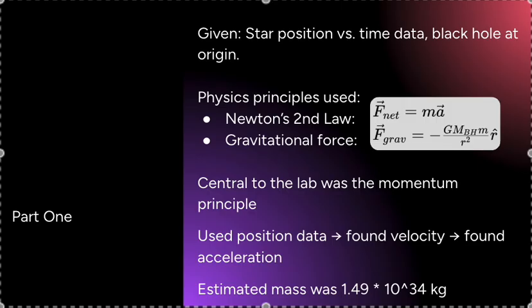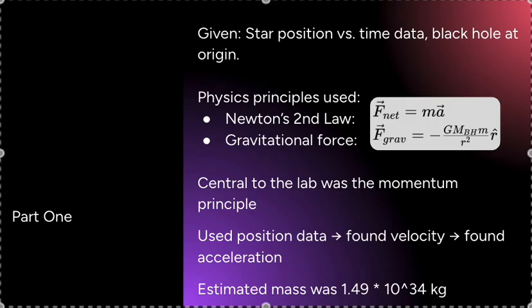For part 1, we have finding the black hole mass. We analyze the motion of a star with mass of 2.0 times 10 to the 30 kilograms orbiting an unknown black hole location starting at the origin. The time step between the data points was set to 1 Earth day, or 86,400 seconds.